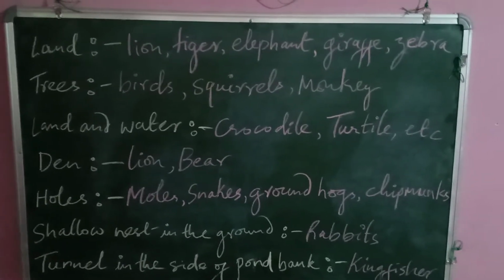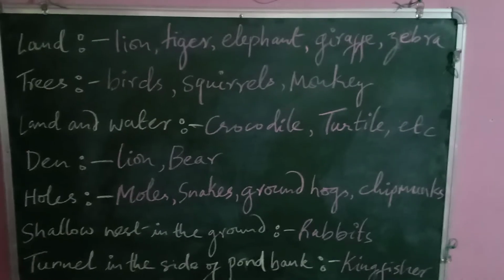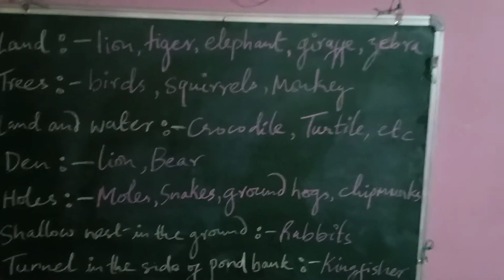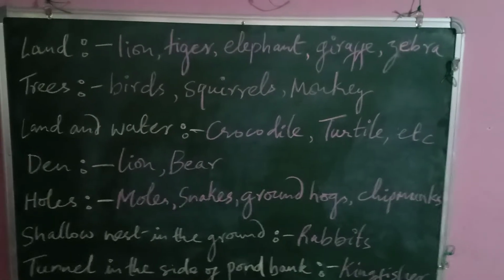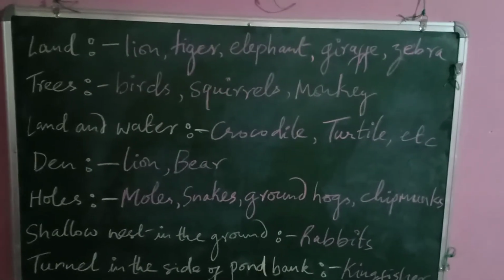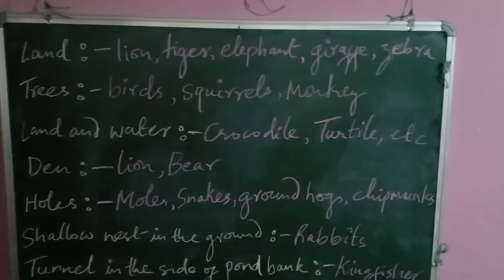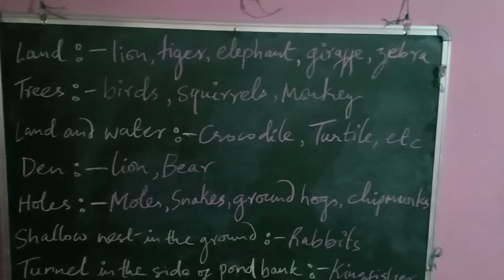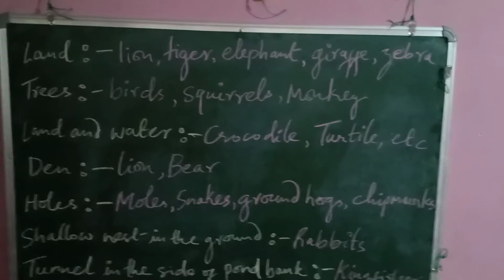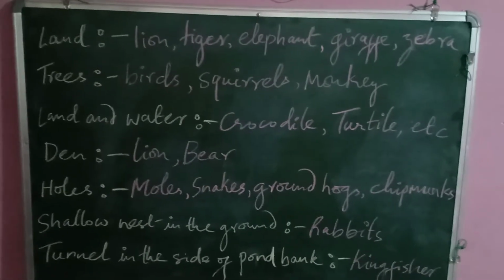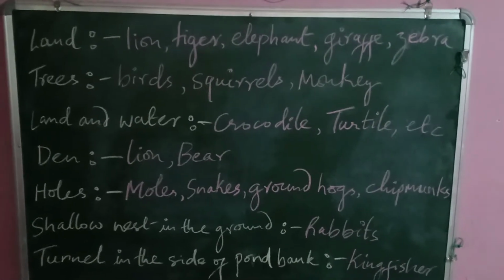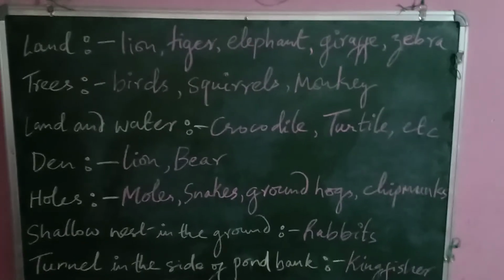And land and water. So the names are crocodile and turtle, and there are also penguins and all. But I have written these two only because they coexist between land as well as water. They can live both on land and water, these animals. So after that, den: lion and bear, they live in a den.